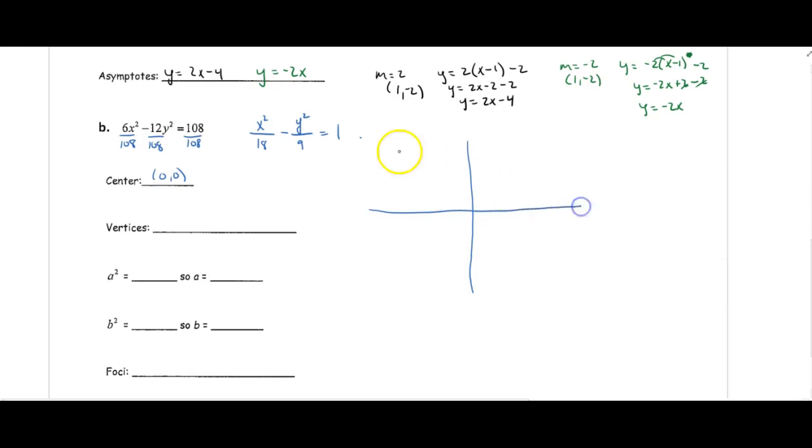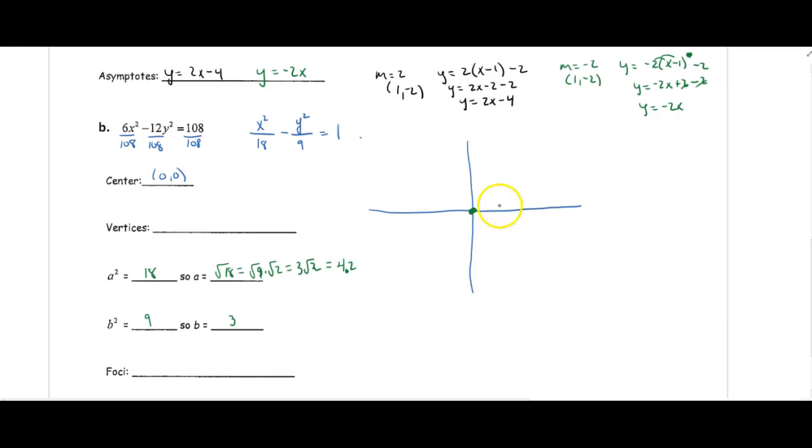Now the vertices, this will be a little more difficult, right? So when I look here, my center is at 0, 0. So the square root of 18, if we go ahead and do that in the calculator, is about 4.24. Why do I need to know that? Because if a squared is equal to 18, a is equal to the square root of 18, which if we simplify the radical would be root 9 times root 2, which is 3 root 2. But as a decimal, it's about 4.24. Now we know b squared is 9, so b is 3.